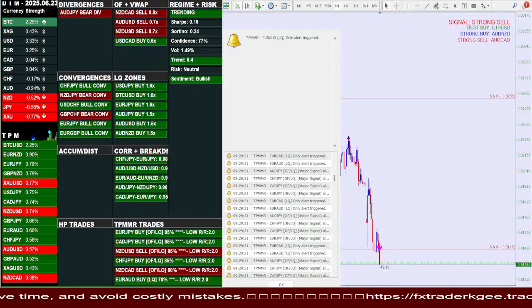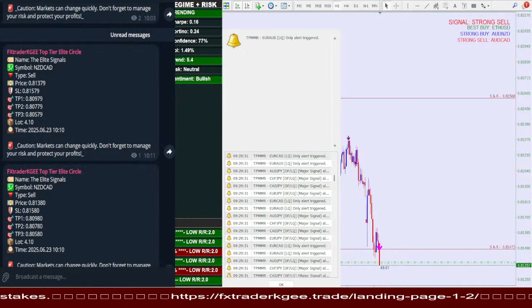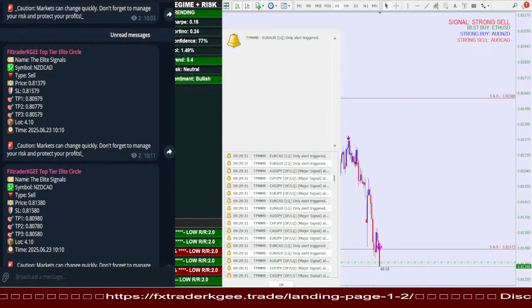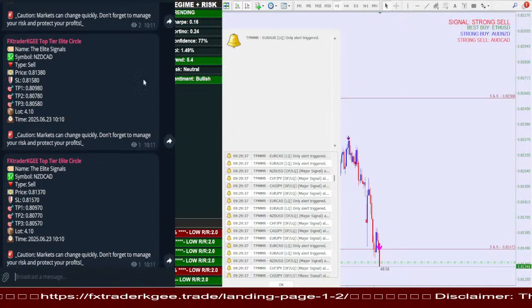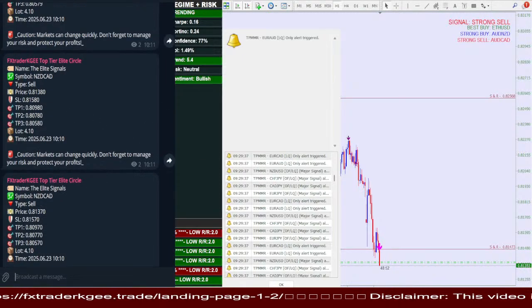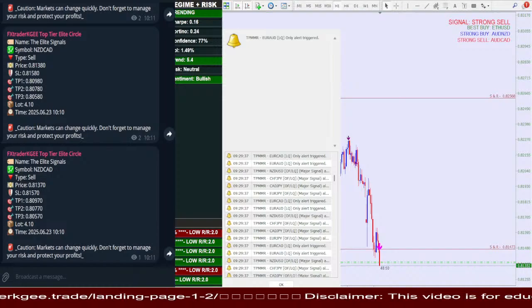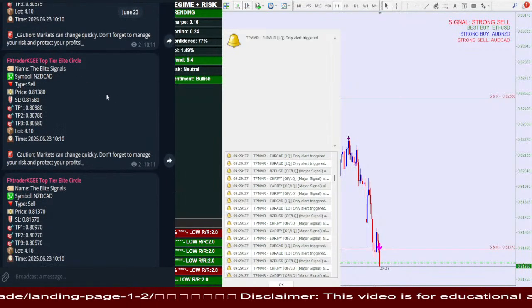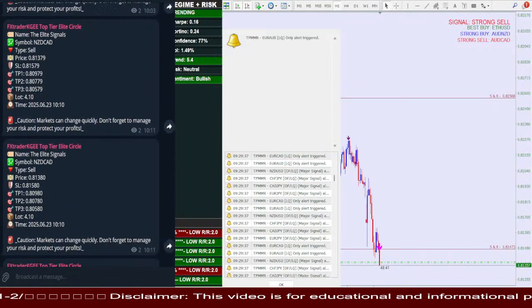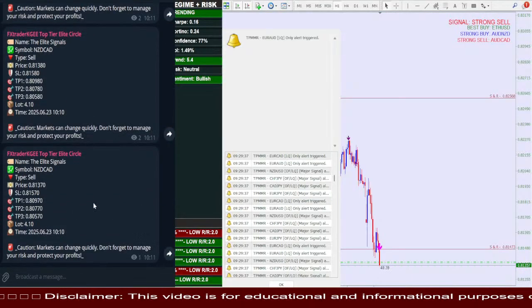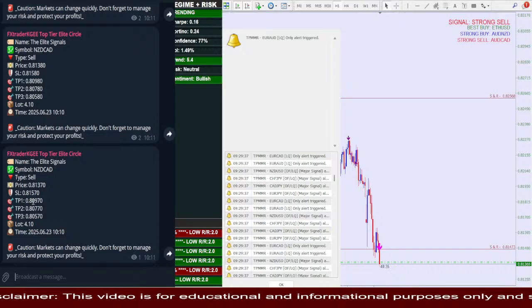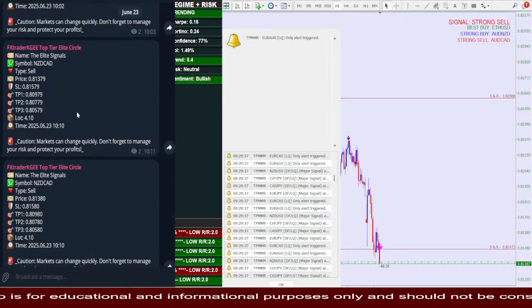And let's also go and look at it from our Telegram group, if it captured it. Did it? I see. You see, I think it did. New Zealand CAD. It captured all three trades. Sell and sell.